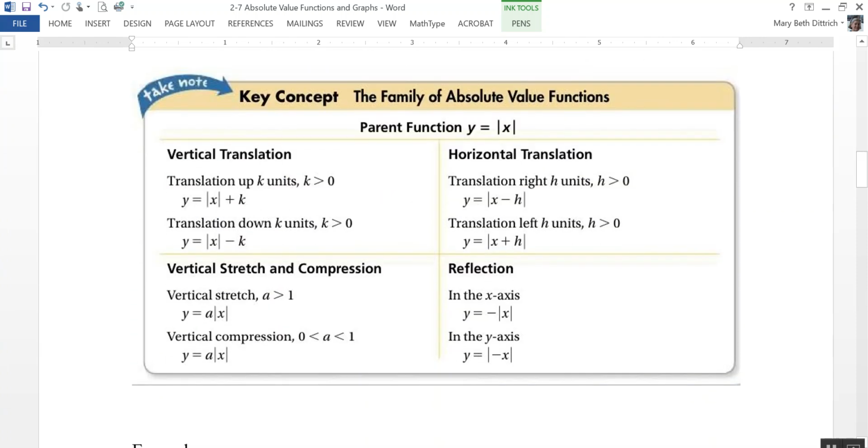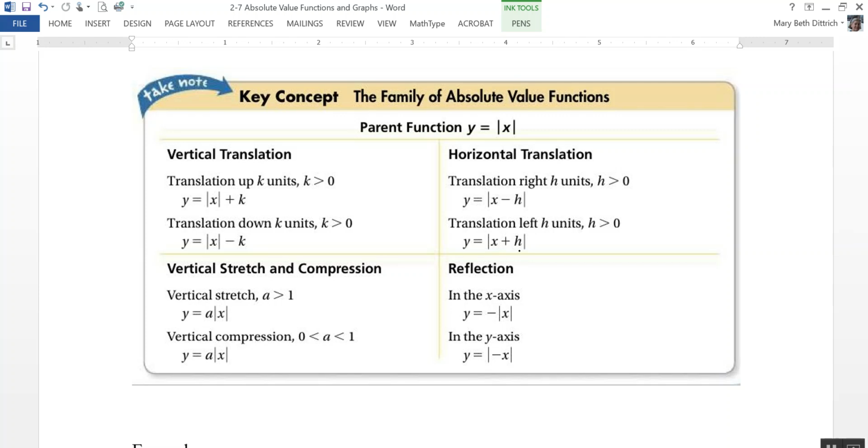Here's another table chart from your textbook that talks about the parent function and the different transformations that you can do on it. As we saw in the previous example, we had a vertical translation, and because this plus k was outside of the function, that translated the parent function up k units. If it's a minus k, it's going to be translated down k units in the vertical direction. A horizontal translation, so if you have x minus h between the bars, that's going to translate your parent function h units to the right. And if it's a plus h in the middle there, it's going to be translated h units to the left.